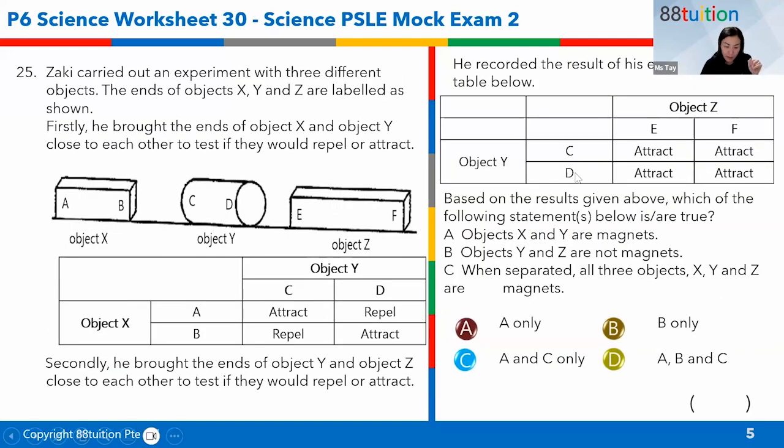Question 25. Zaki carried out an experiment with 3 different objects. So the ends of the objects were labeled as shown. You have A, B, C, D, E, F labeled for you. First, he brought the ends of objects X and Y close to each other to test whether they repel or attract. Then after that, he recorded his results, right? And then after that, he brought the ends of Y and Z together. So which are magnets, which are not? Are you able to tell? Let me see your answer. See whether your answer is correct.